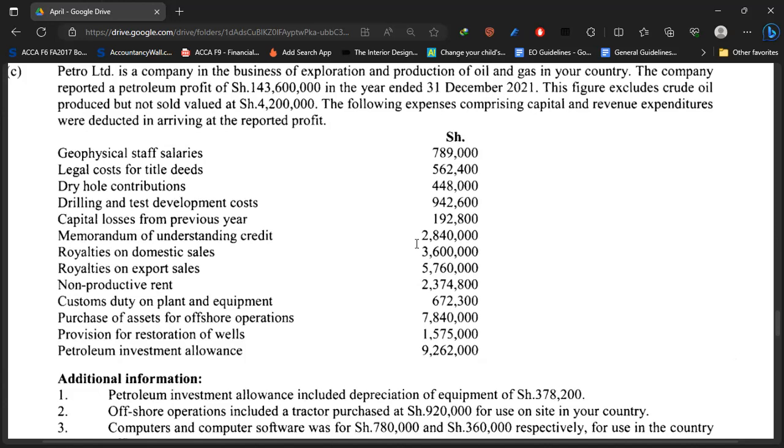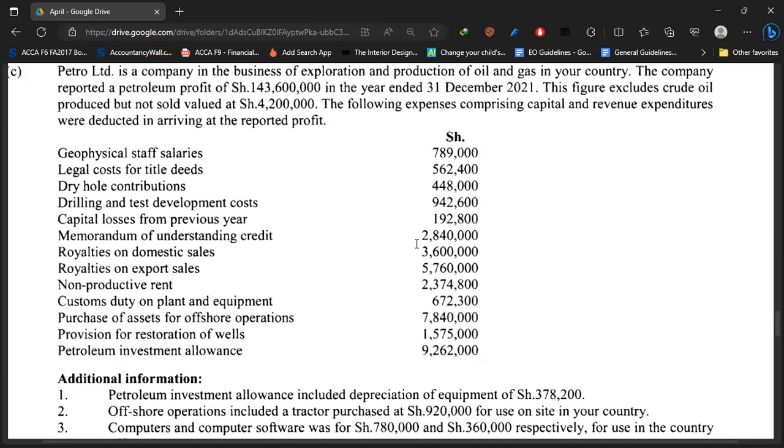Geophysical staff salaries, legal costs for title deeds, dry hole contributions, drilling and test development costs, capital losses from previous year, memorandum of understanding credit, royalties on domestic sales, royalties on export sales, non-productive rent, customs duty on plant and equipment, purchase of assets for offshore operations, provision for restoration of wells, petroleum investment allowance.